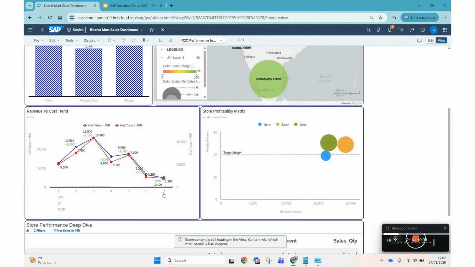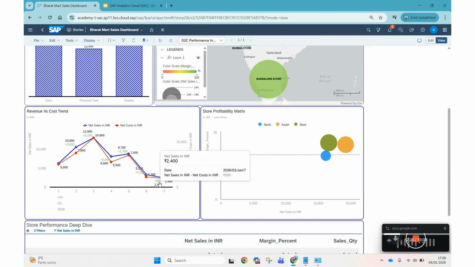Here you can see the trend of revenue versus cost. As you can see, the costs are closely tracking the revenue, but they are more or less below the revenue, which means our margin is always positive. So all these green color numbers are indicating the margin across the time dimension.